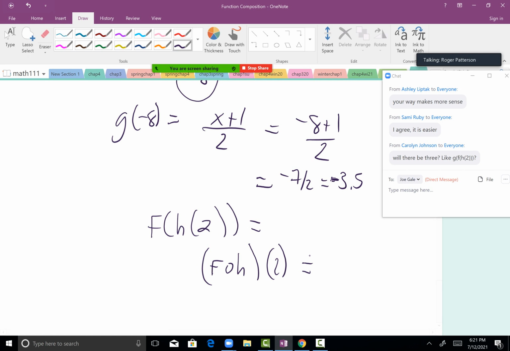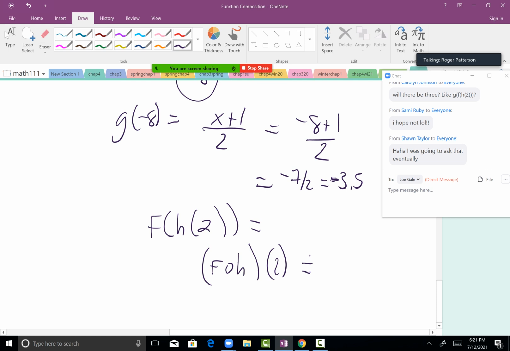Carolyn, I don't think there will be any. They're mainly just two functions. It's not that you couldn't have that kind of situation, but mainly I've only seen function composition with two.